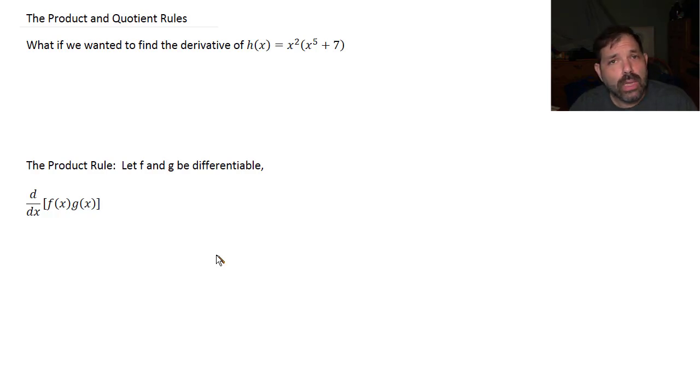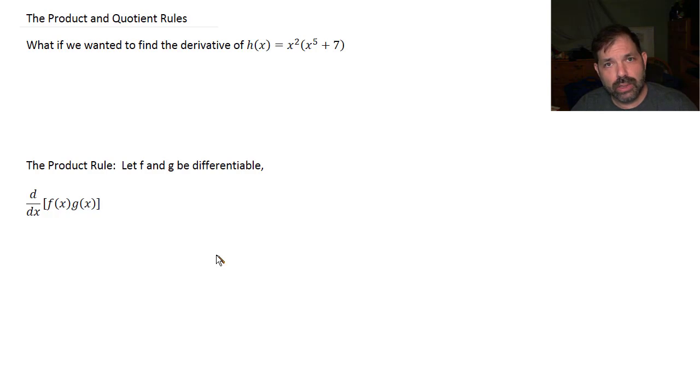Hello again. In the last topic, we developed some rules that we could use to find derivatives of some functions. But we were quite limited in the types of functions that we could use to calculate derivatives. In this topic, we're going to build on what we've learned and develop a couple new techniques that we can use to find derivatives of more complex functions. The first that we'll develop is called the product rule, which we can use to find the derivative of a product of functions that are differentiable.